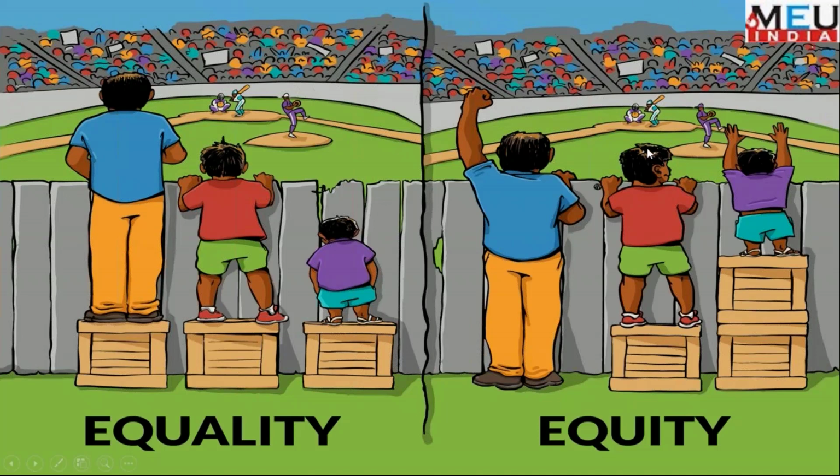Would anyone like to explain what you see? Hello. Yes, ma'am, I feel here that resources have been allocated differently to each group, but the purpose has been served so that everyone can enjoy the match equally. Okay, thank you. Akash, right? Yes, ma'am. Anyone else would like to share their opinion?